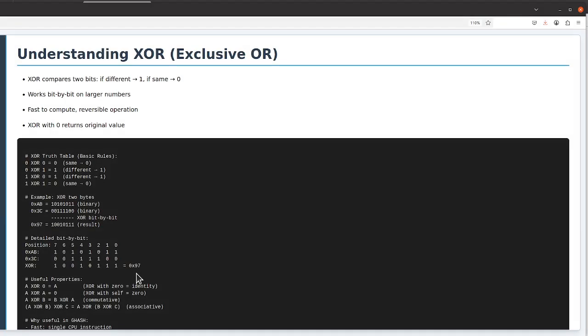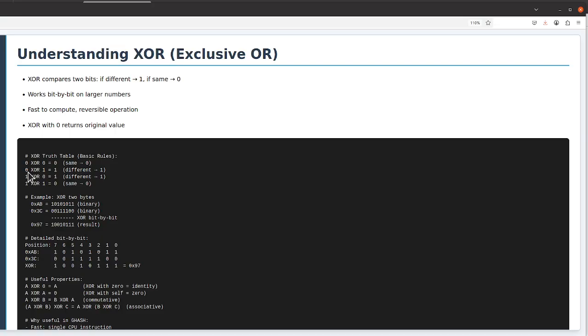Understanding XOR, the basics. Before we dive deeper into GHASH, let's make sure we understand XOR, because it's used everywhere in the computation. XOR stands for exclusive OR, and it's a simple operation that works on individual bits. Don't worry, it's much simpler than it sounds. XOR compares two bits and follows this rule. If the bits are different, the result is 1. If the bits are the same, the result is 0. That's it.